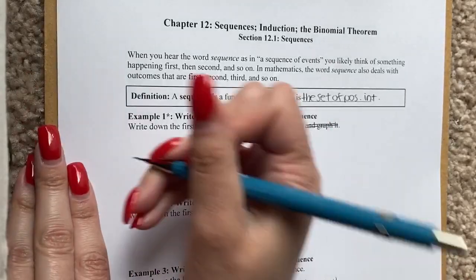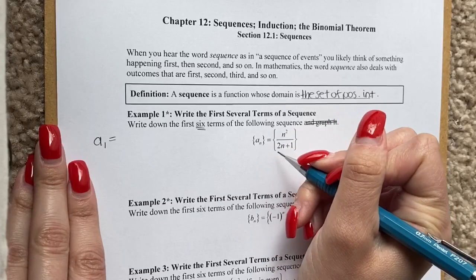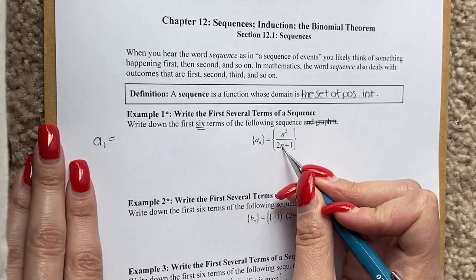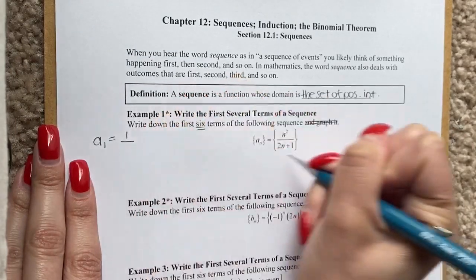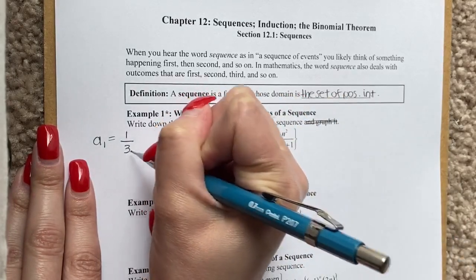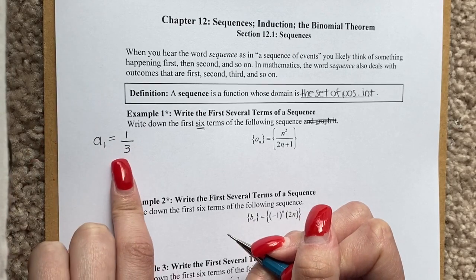So the first term, we are going to call it a sub 1. Why a sub 1? Because it's the first term. So what you're going to do is plug the 1 here and here. So what would you have here? You have 1 squared, which is 1, and then you would have 2 times 1, which is 2, plus 1, which is 3. So your first term of the sequence is going to be 1/3.